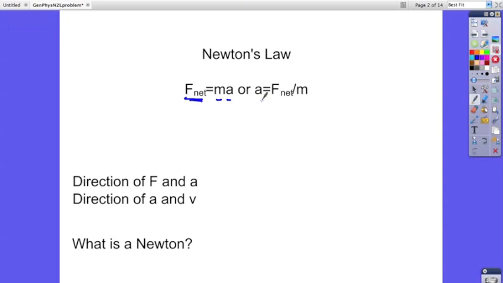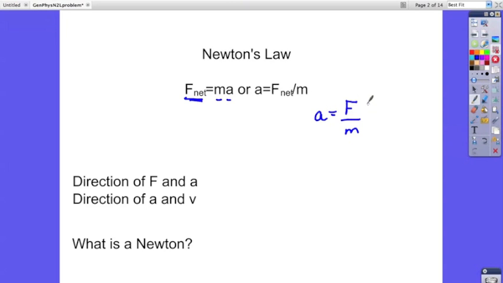A better way to look at this to really feel the relationship is a equals F over m, and I'm going to even write it using a fraction bar that's horizontal, so we can really see this. So all I did was divide both sides by m. So I got a by itself and then F net over m. Acceleration is force over mass.